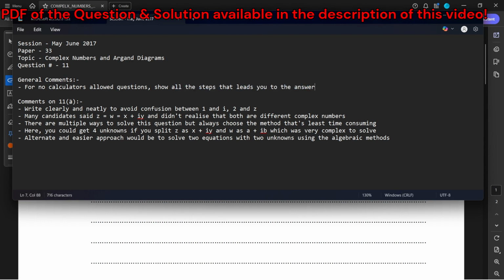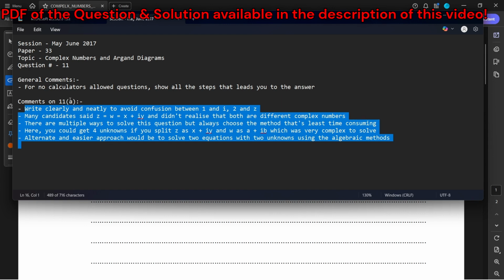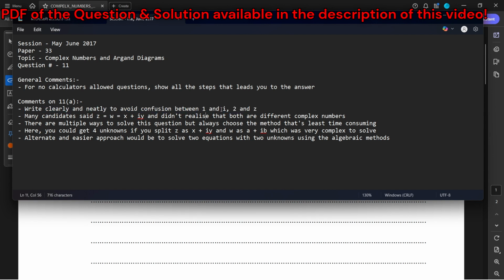Now let's move on towards the specific comments by the examiner for the first part of this question. The first error that students made was that the solutions were not really clean and tidy. Because of that, students themselves were getting confused whether they had written i or 1, or z or 2. So please make sure that you are writing your solutions neatly and clearly in order to avoid this kind of confusion.